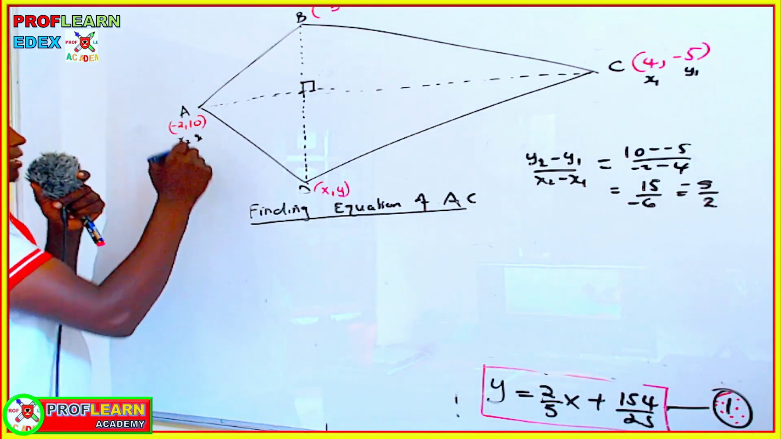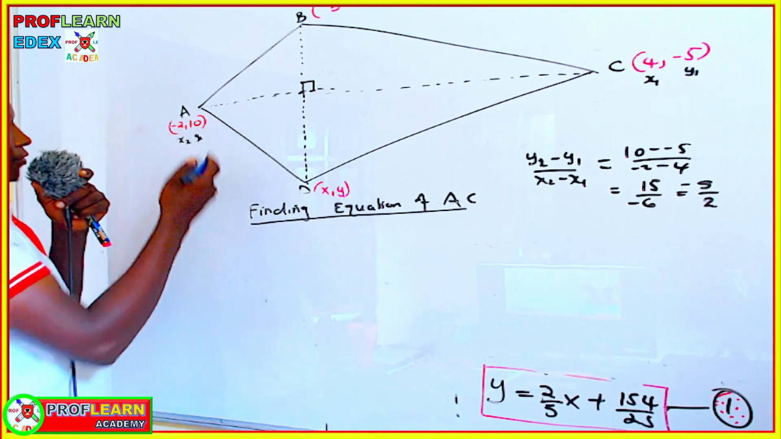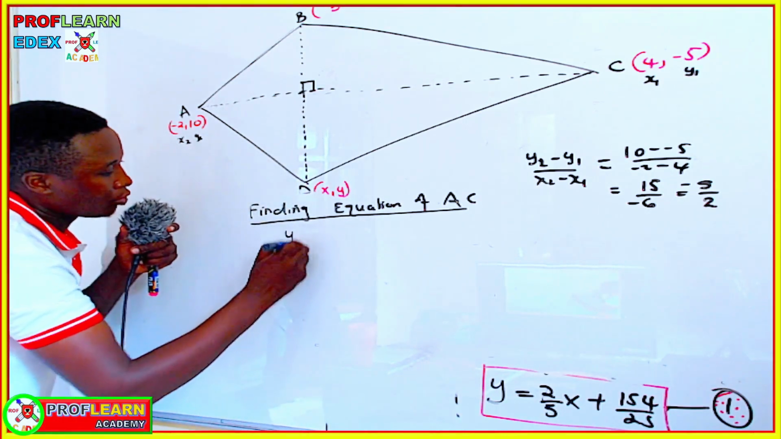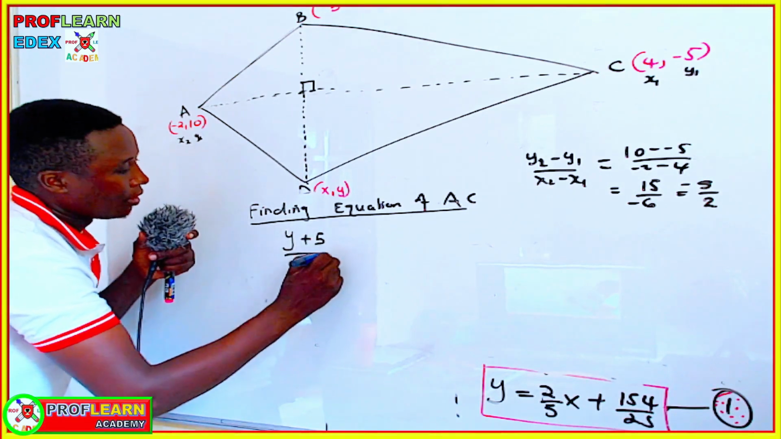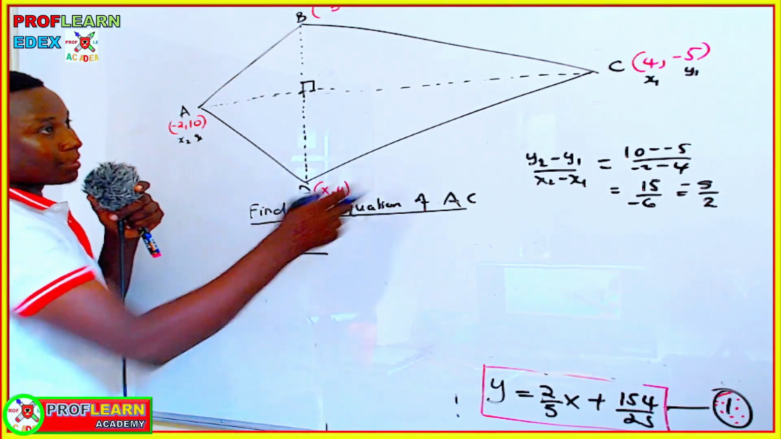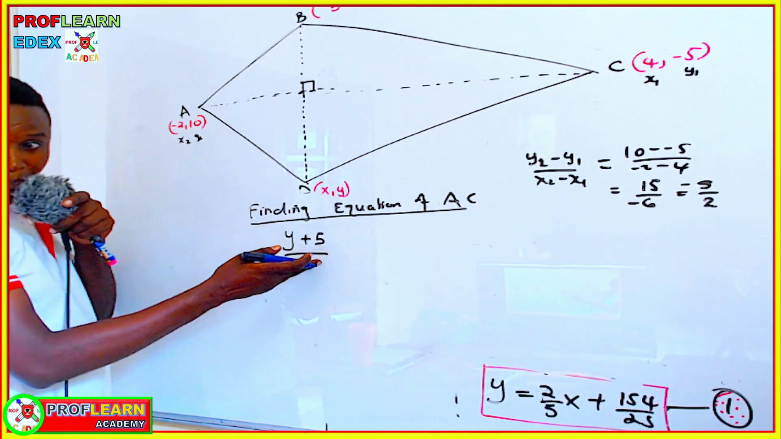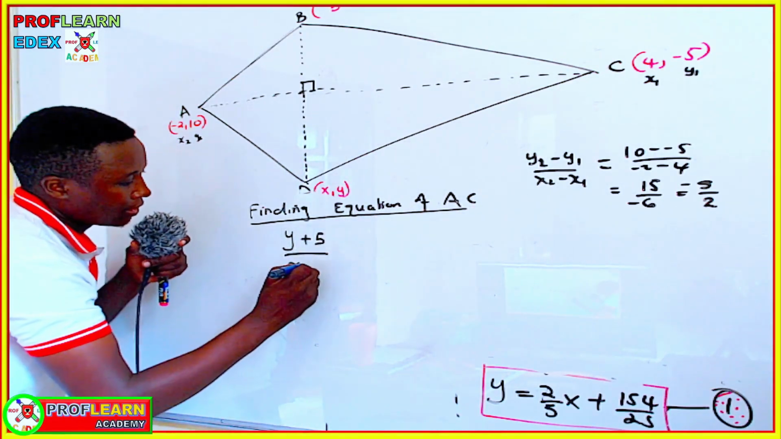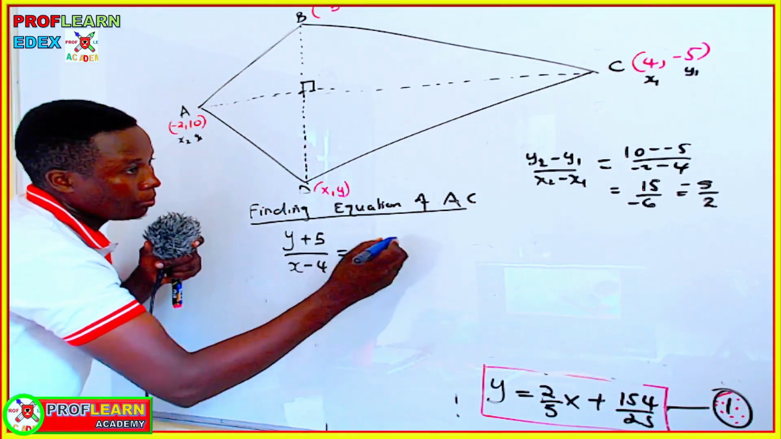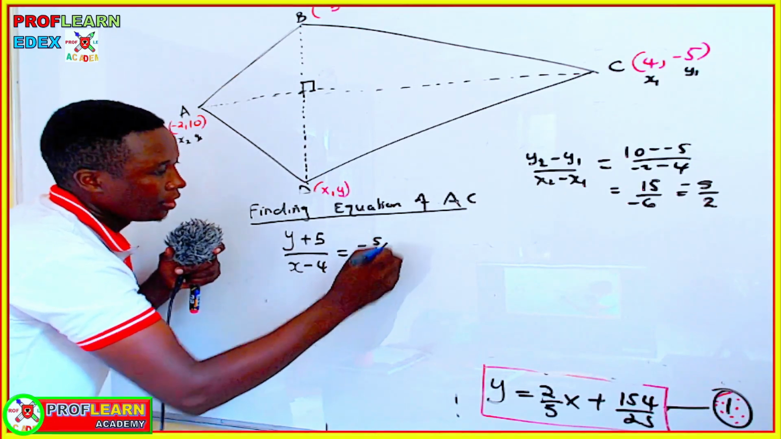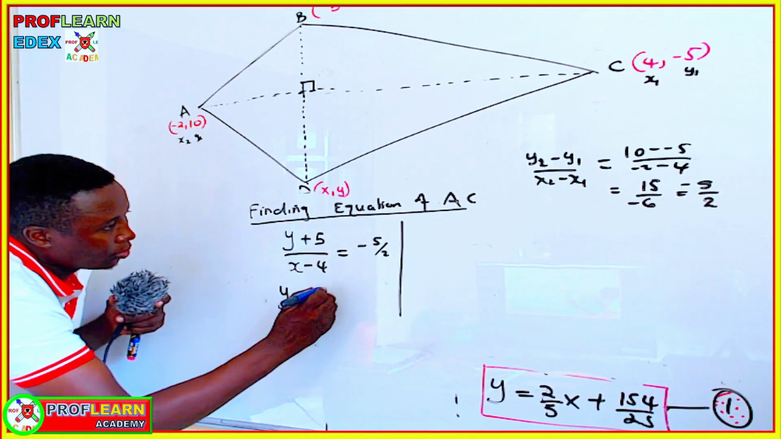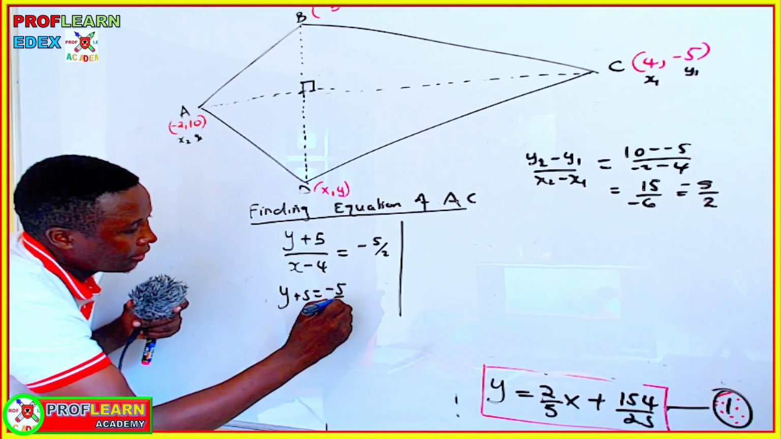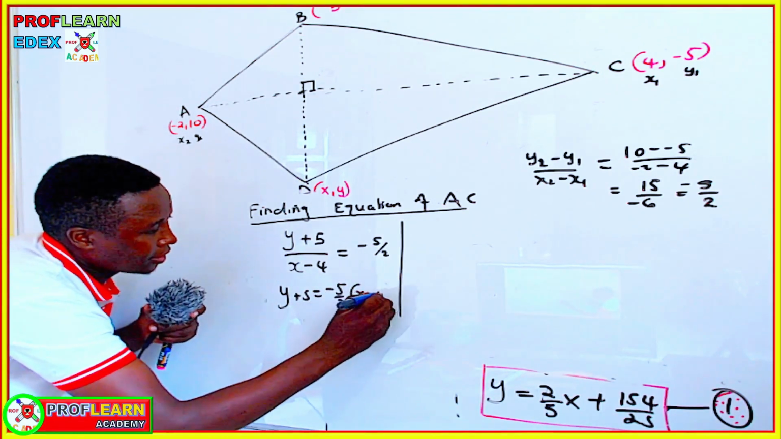So since this line passes through this point, we can now say the equation of the line is going to be y minus y1 of one of the 2 points. y minus negative 5 is going to give us a positive value, so y plus 5, and x minus 4 is going to be equal to the gradient. So we can say this is y plus 5 equals negative 5 over 2 times x minus 4.